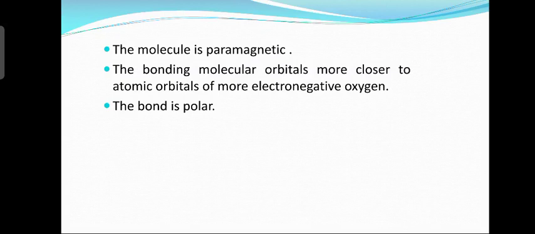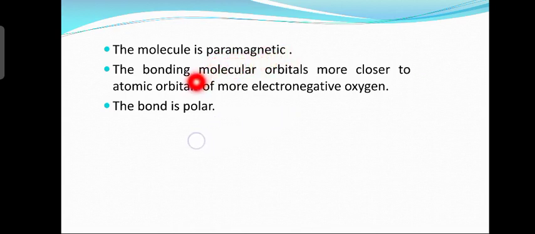Next line: the molecule is paramagnetic. So the magnetic property is paramagnetic in nature. Why is it paramagnetic? Because one single, unpaired electron is present in pi star 2px. So any molecule containing an unpaired electron is considered paramagnetic in nature.